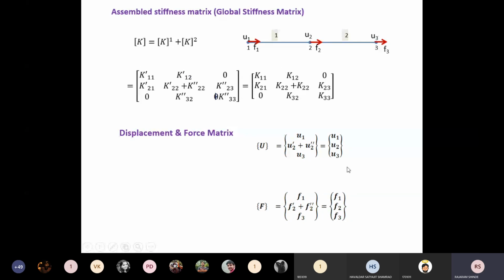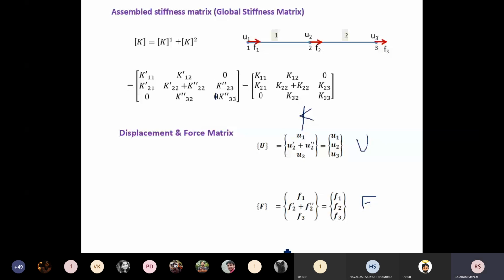After that you write K into U is equal to F. This is your K matrix, your assembled stiffness matrix, this is your U matrix and this is your F matrix. That is your overall equilibrium equation. If you have a doubt in this assembly, you can ask me.